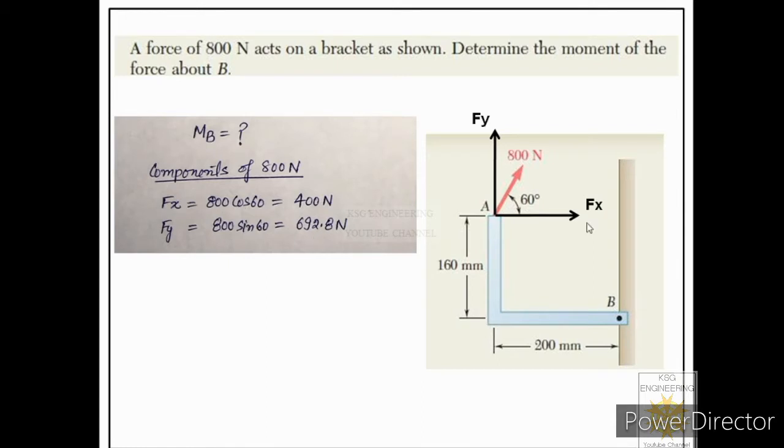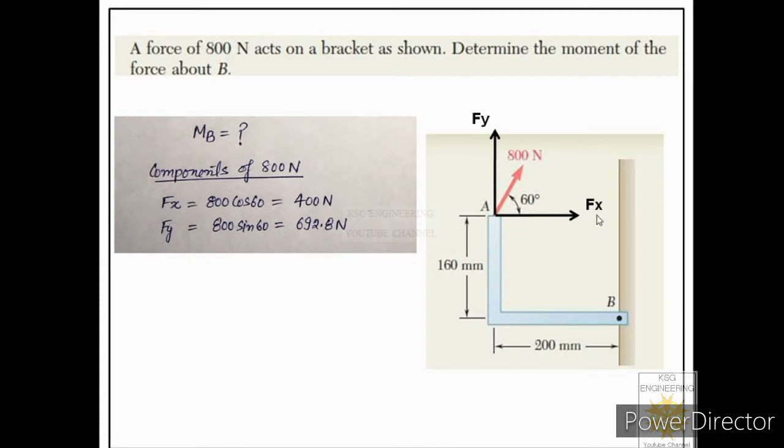Now after this we will apply Varignon's theorem. That means we will first find the moment of this particular force about point B, that is the moment center. So for that force we have to first find the moment arm. So how to find moment arm? Very easy. We will first sketch the line of action. Then from moment center we will drop a perpendicular onto that line of action. So this particular distance will be the moment arm. So let us find where this distance is given in the diagram. You can see this distance is given over here as 160 mm. It means 160 mm is the moment arm for this particular force.